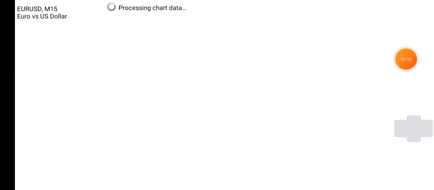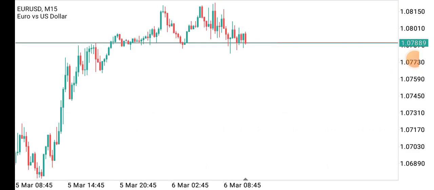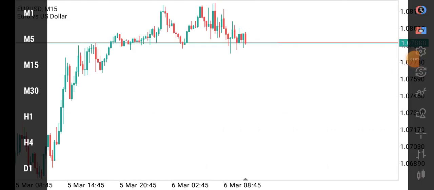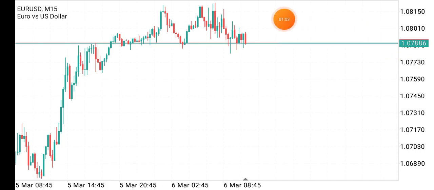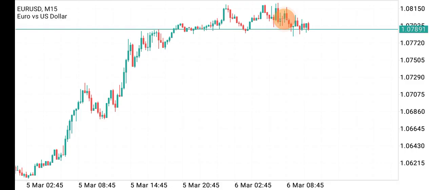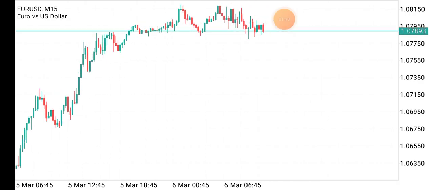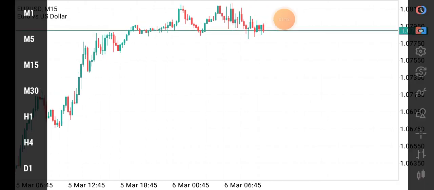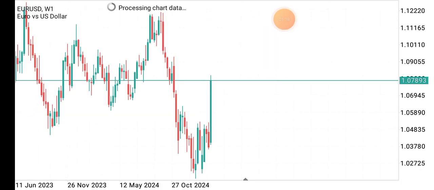All right. Okay, let's wait for it to load. All right, so this is the 15 minutes time frame. I'll quickly go to a higher time frame. I can see something here on this 15 minutes time frame, but I want to go to the higher time frame to see what the market has been doing. So let's check the weekly time frame first.